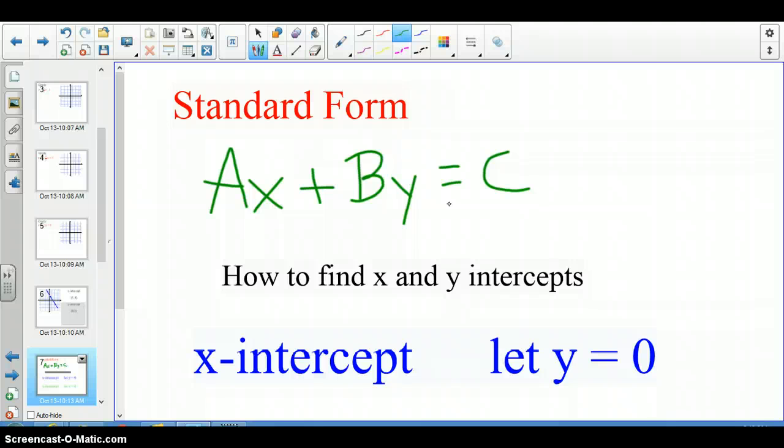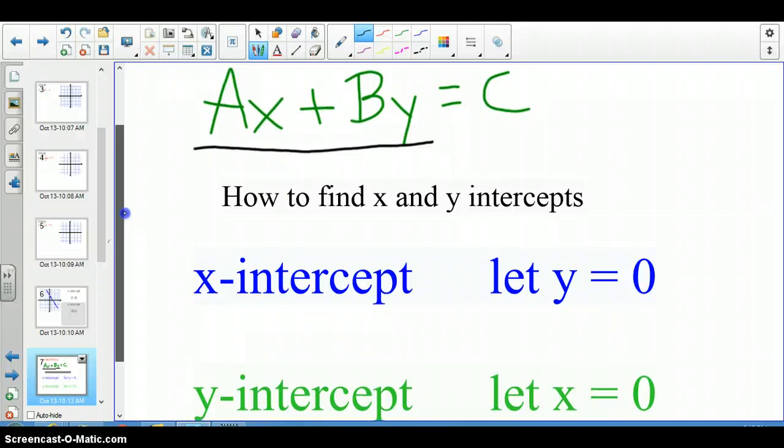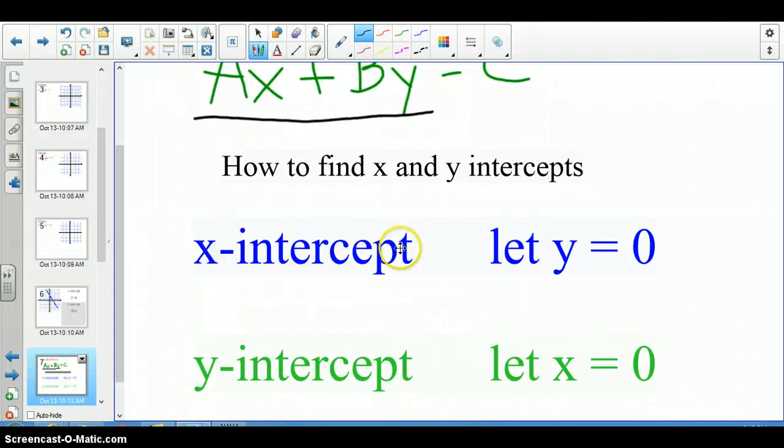Okay? The main difference between standard form and slope-intercept form is that standard form has x and y on the same side of the equal sign together. Okay? Now to graph these, we have to find the x and y intercepts. So to find the x-intercept, let y equal 0, or plug 0 in for y. And then to find your y-intercept, let x equal 0, plug 0 in for x.